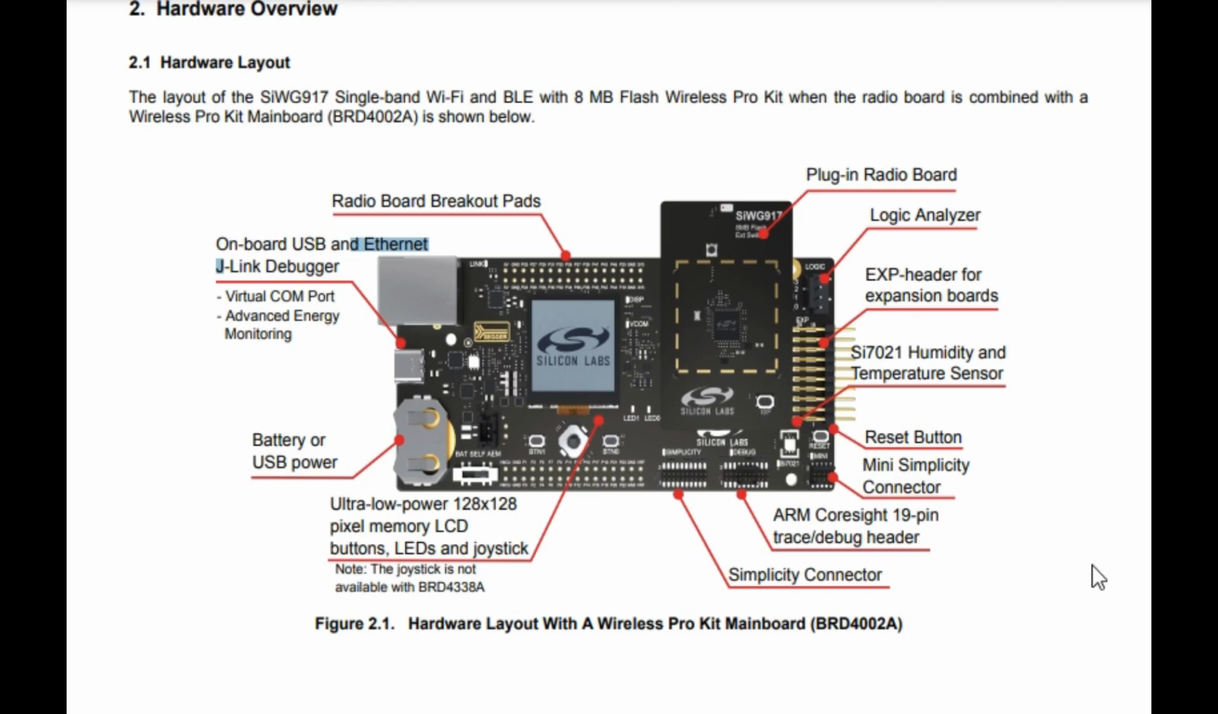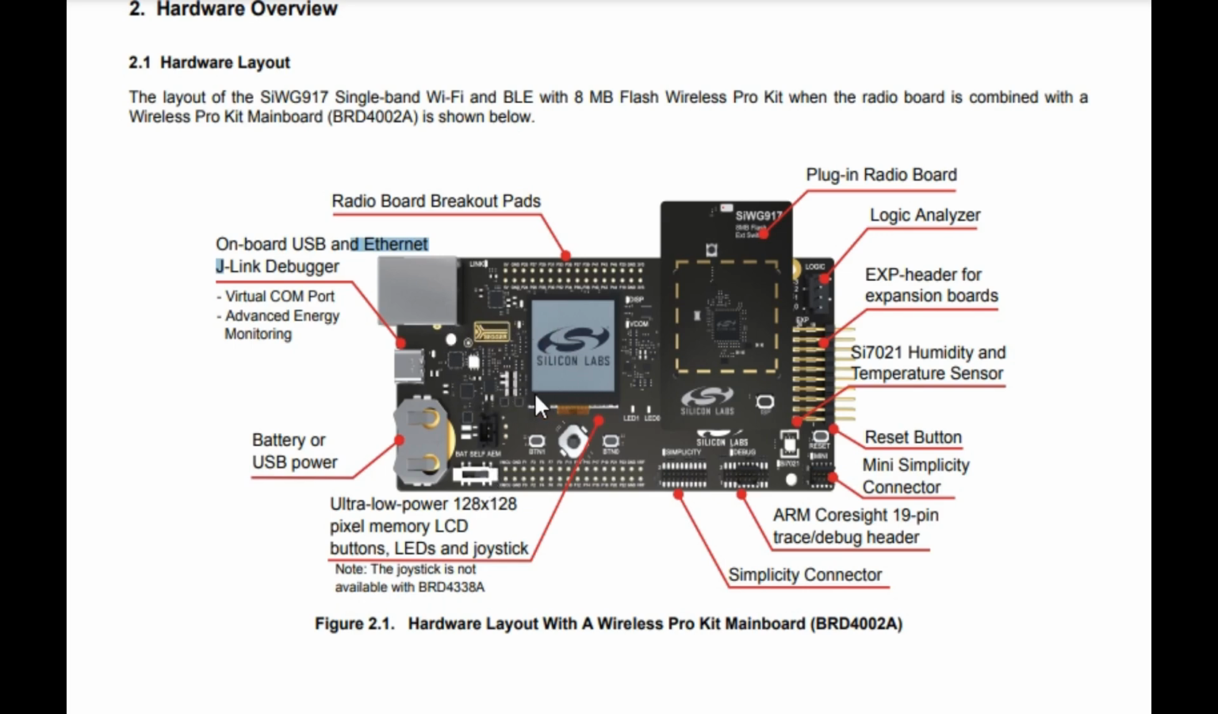And apart from this, on board you have humidity and temperature sensor, on board we have joystick, on board we have buttons, on board we have LEDs, and apart from this, there is also a power selector switch where when it is in battery mode, you have to select the switch towards the battery side. When you are powering it by self, that means you are giving external power, you put it to self mode.